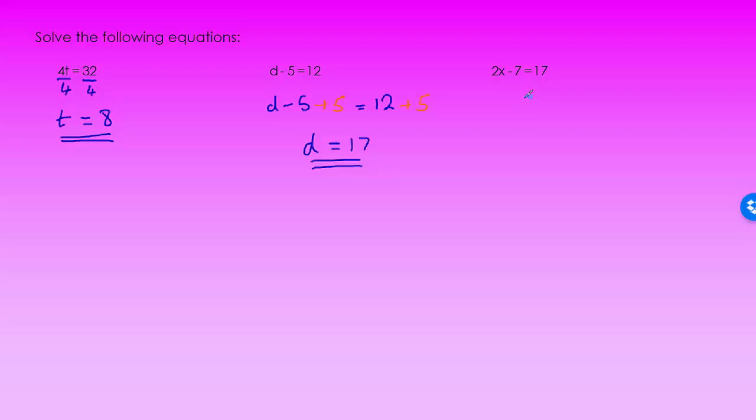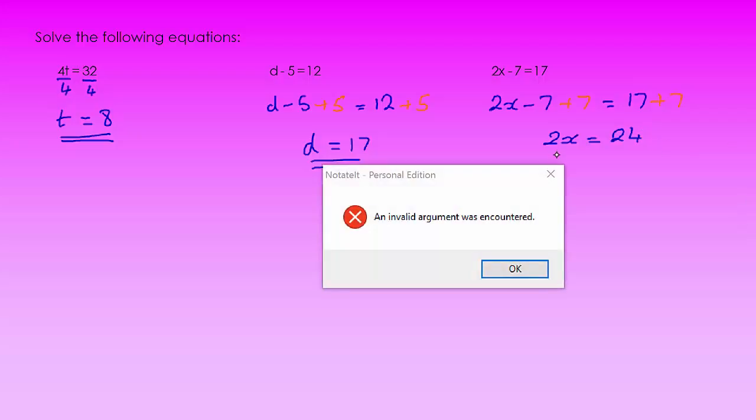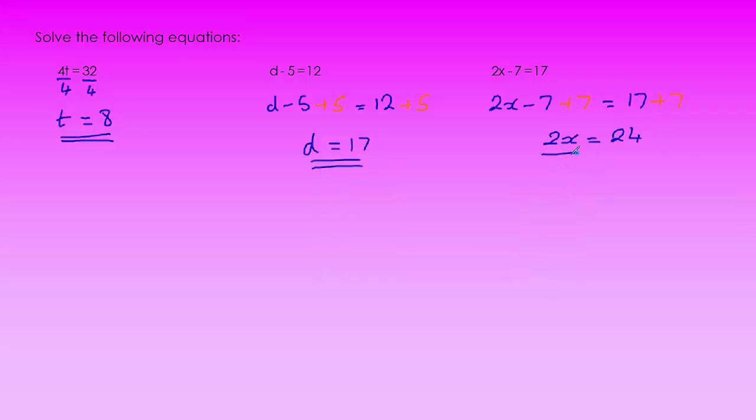2x minus 7 equals 17. Well, my first step here is to try and get rid of this 7. Do the opposite. Add 7. And if you do it to that side, you have to do it to the right. So on this side I now have 2x. On this side I have 24. Once again, do the opposite. So we'll divide by 2, and then that gives me x is equal to 12.